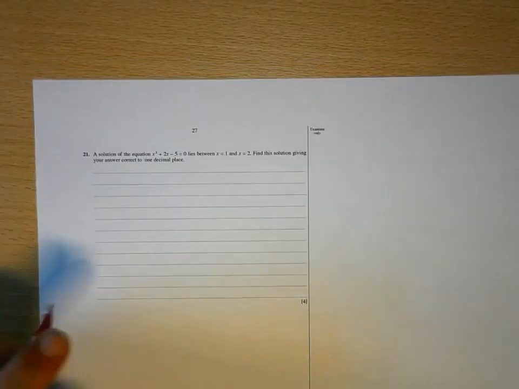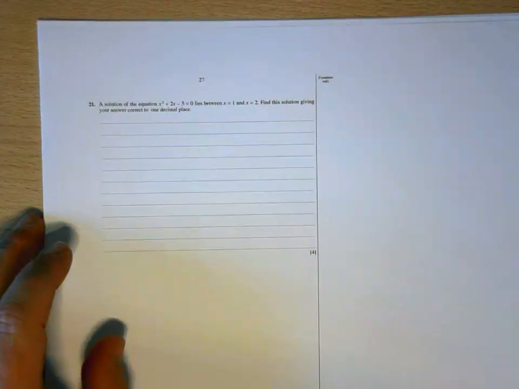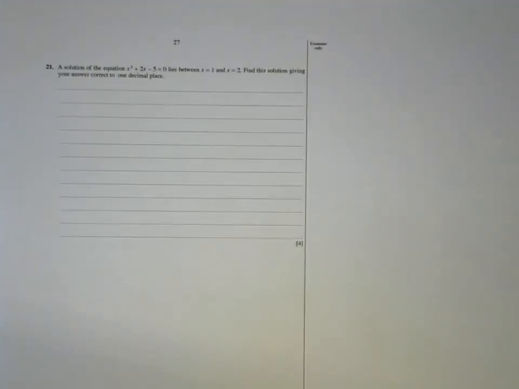And then we're on to the last question, which is trial and improvement. And again, just like Pythagoras and mean of group data, it's quite a long process, but if you're prepared to practice it, it is quite a straightforward thing to do.